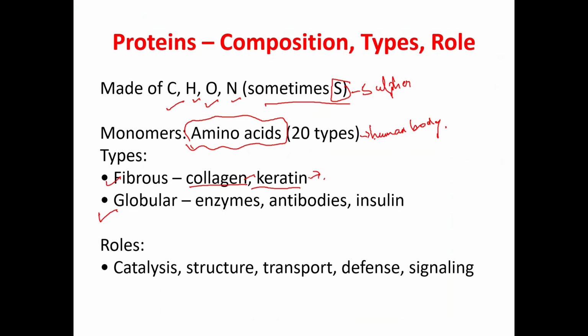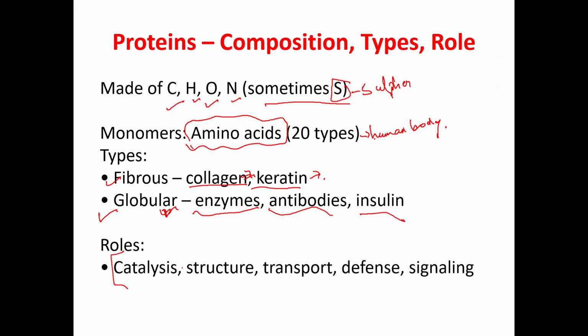Keratin is a kind of protein found in hair and nails. Collagen is found in soft tissues. Globular proteins have the structure of a globule, such as enzymes, antibodies and insulin.